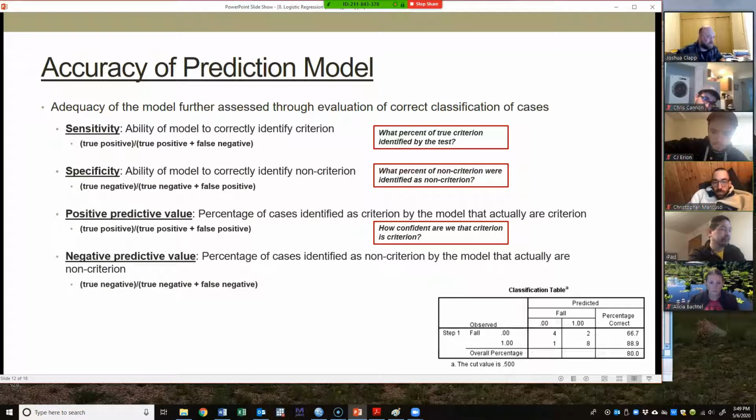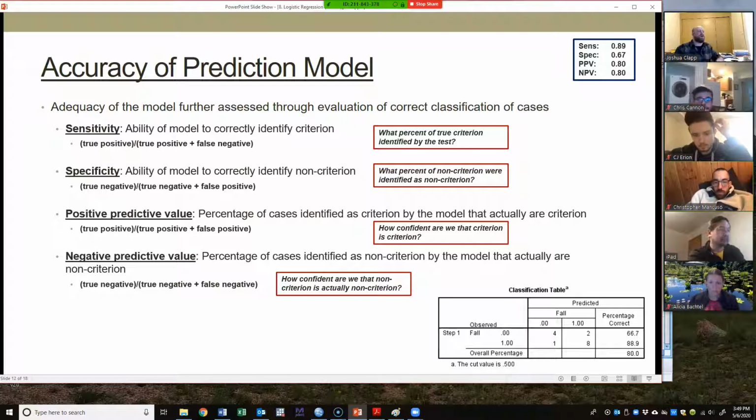Same thing, negative predictive value: the percentage of cases identified as non-criterion by the model that actually are, right? So if my test said that these individuals didn't fall, how accurate am I, right? And again, how confident are we that the non-criterion is actually non-criterion? So if we go up to the top here, it looks like our sensitivity, positive predictive value, and negative predictive value are all pretty good. Our specificity looks like it's the worst. Essentially what we've done is over-identify falls, it looks like. We're much better at predicting, or capturing, falls than not falls within this set.